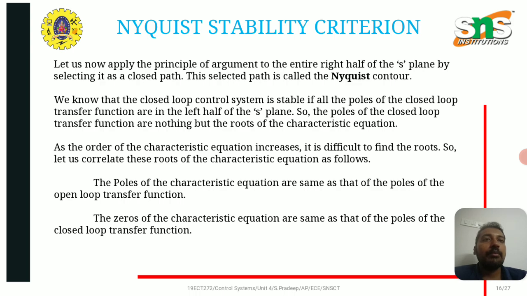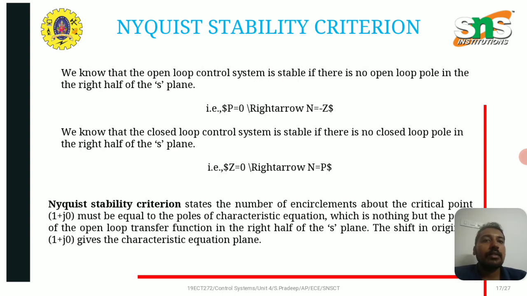Let us now apply the principle of argument to the entire right half of the S-plane by selecting it as a closed path. This selected path is called the Nyquist contour. The poles of the characteristic equation are the same as the poles of the open loop transfer function, and the zeros of the characteristic equation are the same as the poles of the closed loop transfer function.